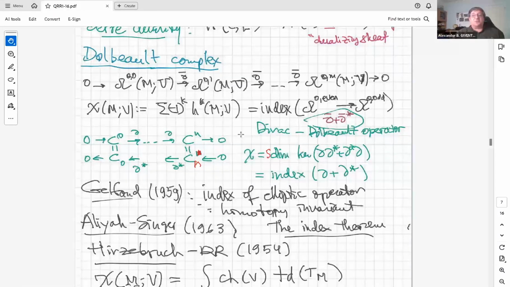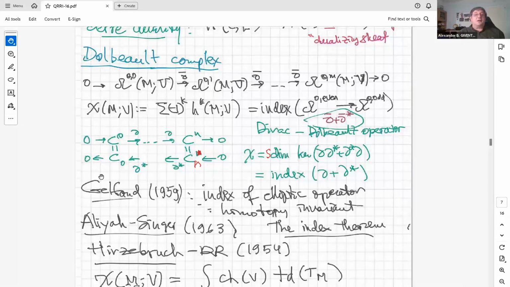Almost complex structure would be sufficient, and namely the same number can be interpreted as the index of some elliptic operator. It acts from differential forms with even number of anti-holomorphic differentials to forms with odd number of anti-holomorphic differentials, and the operator is d bar plus the adjoint operator d bar star with respect to some Hermitian metric, Hermitian inner product. And it's called the Dirac-Dolbeault operator.